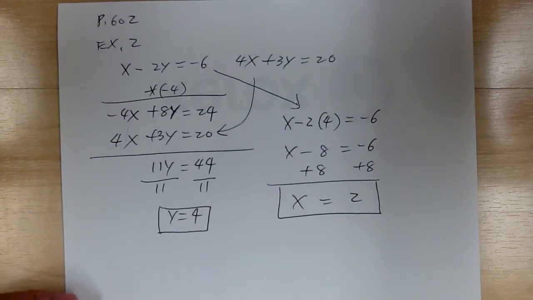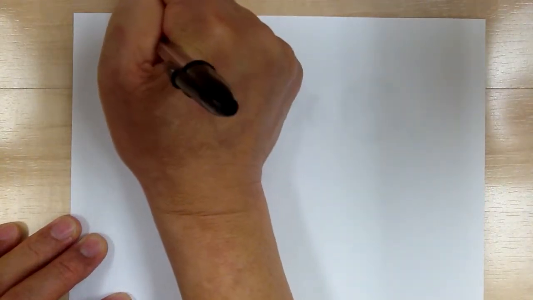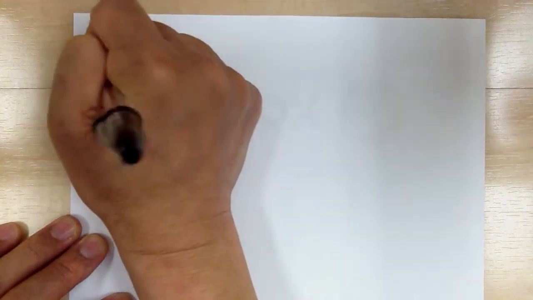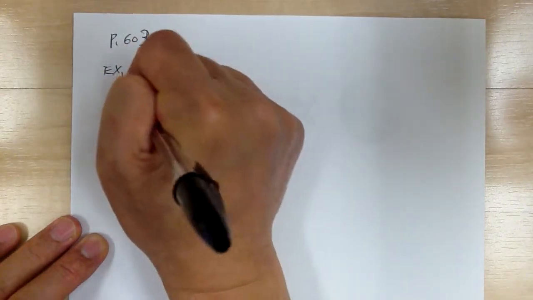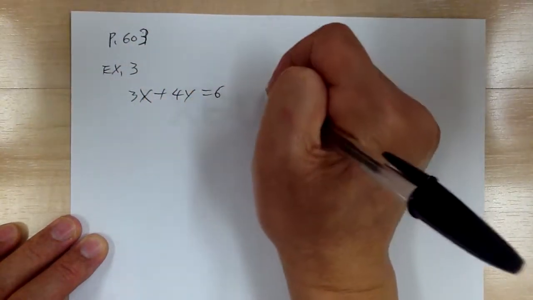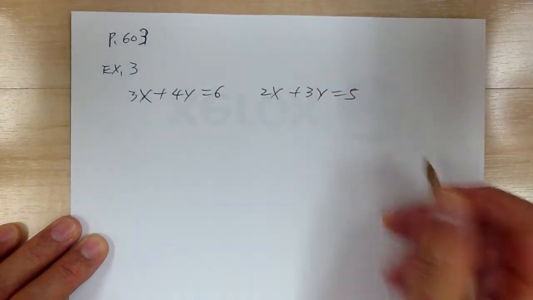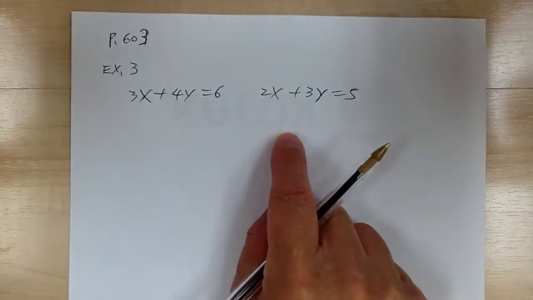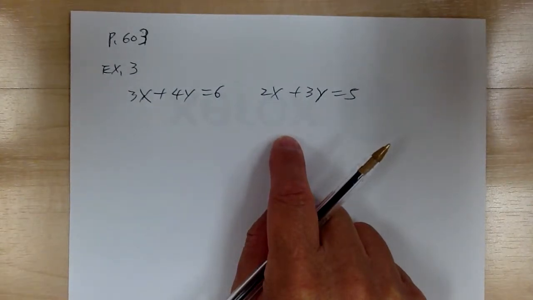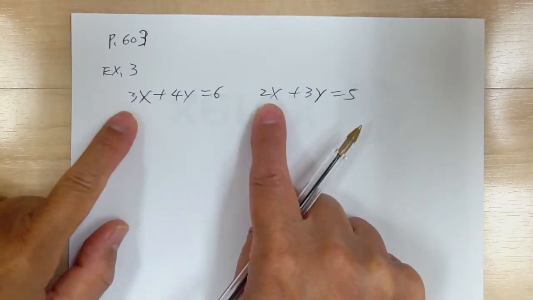Okay, let's go to example 3. So you have two equations: 3x plus 4y equal to 6, and 2x plus 3y equal to 5. Now this is a little bit harder because none of them match, so you cannot do it directly. Again, you have to decide which one you want to eliminate. I'm going to eliminate the x because x is a lower number.